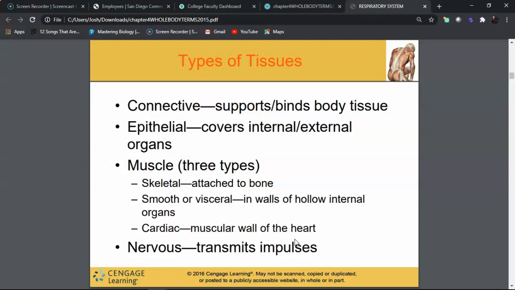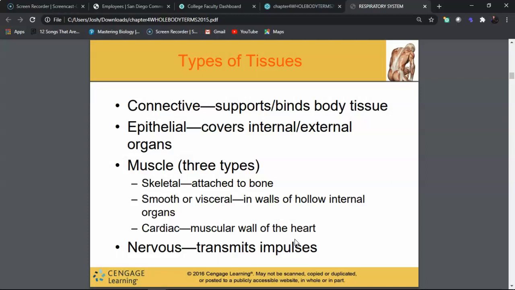Connective tissue, which is our tissue that sort of supports and binds our body tissue. That could be ligaments, tendons, fascia that keeps muscle attached to bone. It is the most proliferative and most widespread tissue throughout the body. Okay. It also includes blood. Because blood has cells in it, blood is also considered a type of connective tissue.